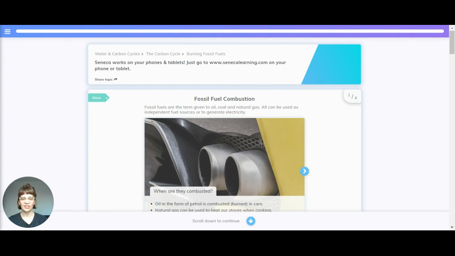Hey there, this is a really hot topic. It's burning fossil fuels. Let's have a look at fossil fuel combustion to start off with. Fossil fuels are the term given to oil, coal and natural gas. All can be used as independent fuel sources or to generate electricity.